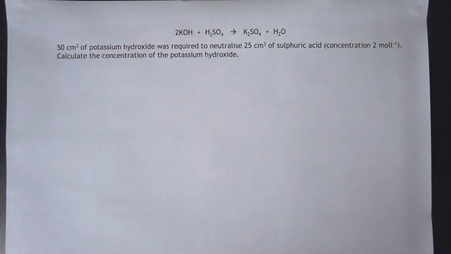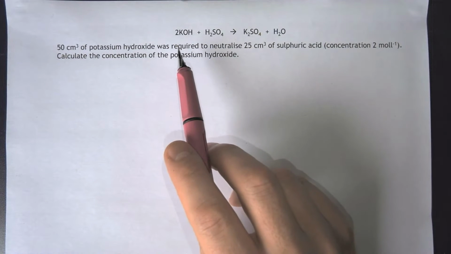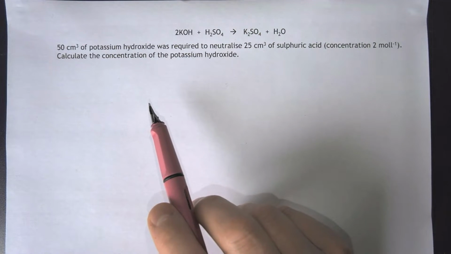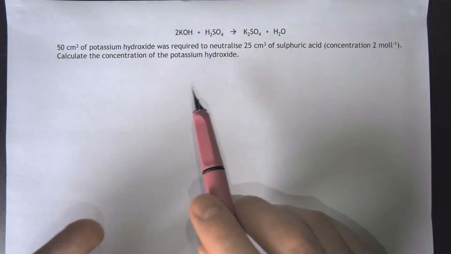Right, a few folk have asked me about questions like this before, so I thought I would do a wee video explanation. This is the kind of question in chemistry where you have a chemical equation and you've been given information about one substance and you've been asked for information about another substance.